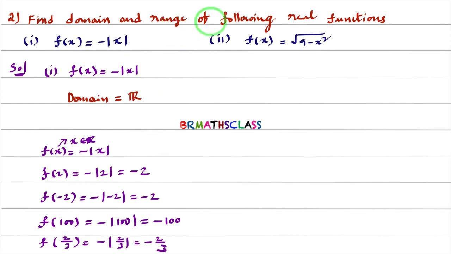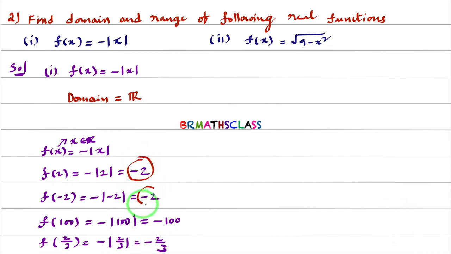What do you say about the range of this function? Range of minus modulus of x. What is range? The definition of range is the set of all images of the domain set. From these examples only you can understand what the range is. You see here, f of 2 is minus 2. That means the image of 2 is minus 2. Image of minus 2 is also minus 2. Image of 100 is minus 100. Image of 2 by 3 is minus 2 by 3. You observe these are all images.